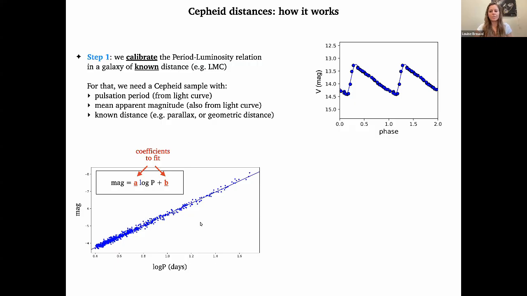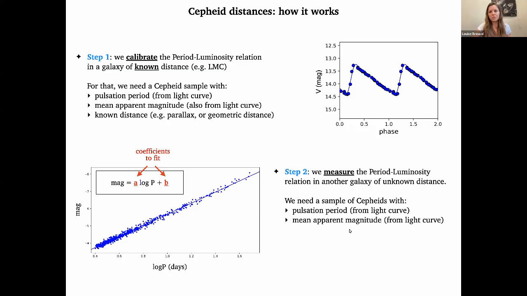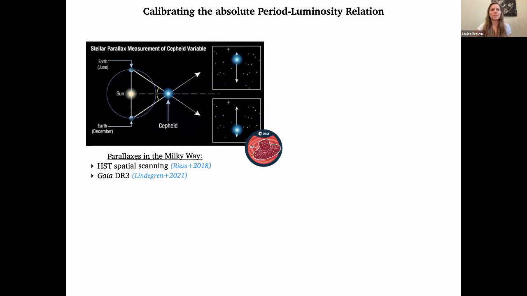And now to apply it to other galaxies where you don't know the distance, you also measure Cepheids, you get light curves and pulsation periods and apparent magnitude. And then basically the difference in intercepts is a difference in distance modulus. So that gives you a relative distance between two galaxies. And something else you can do if you don't want to have relative distances, but you want absolute distances, you need to calibrate the absolute period-luminosity relation. And that you can do with geometric distances.